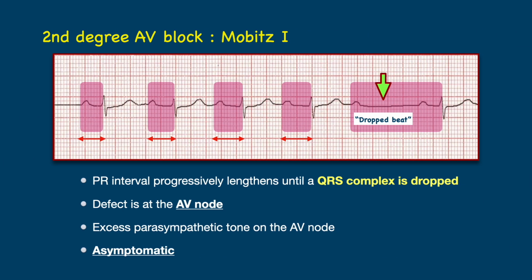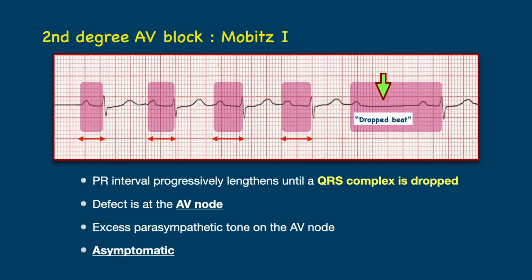Second degree AV block is diagnosed when one or more, but not all, of the atrial impulses fail to conduct to the ventricles due to impaired conduction. There are two classes of second-degree AV block, which are Mobitz 1, also called Wenckebach, and Mobitz type 2.